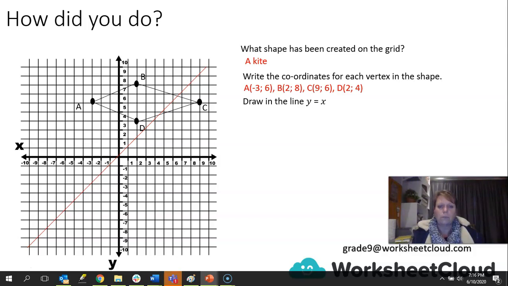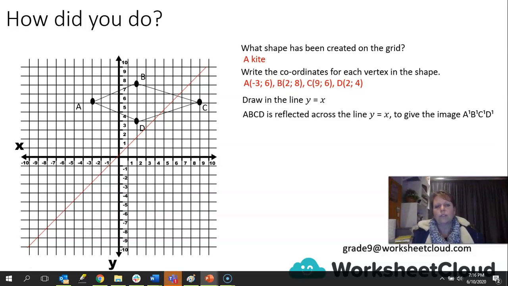On the Cartesian plane. And the next thing you have to now do is reflect A, B, C, D across that line, y is equal to x, to give the image A1, B1, C1, D1. Okay, so what are we going to do? We're going to start with A, and we've been given the A coordinates, but remember we interchange them. So A1 now becomes 6 and 3.